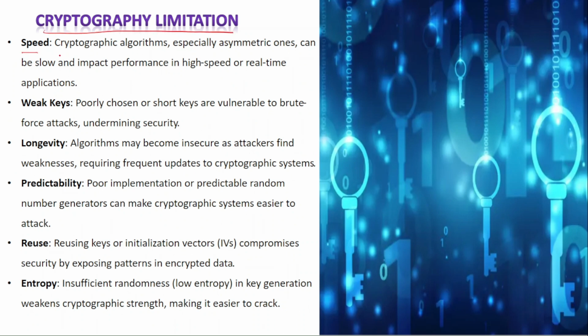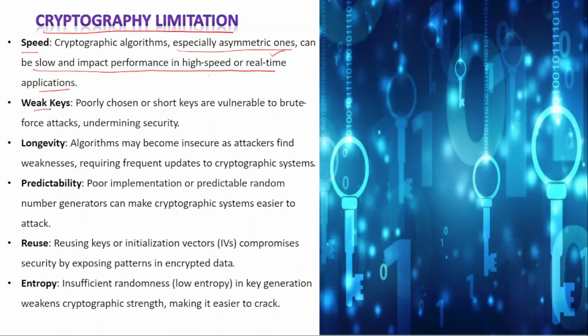So these are some of the limitations of cryptography. One is speed. Cryptographic algorithms, especially asymmetric ones, can be slow and impact performance in high-speed or real-time applications. So remember, encryption is a resource-intensive process, and some applications may require real-time speed. This is one of the limitations, and to overcome it, you use specific encryption algorithms such as stream ciphers.